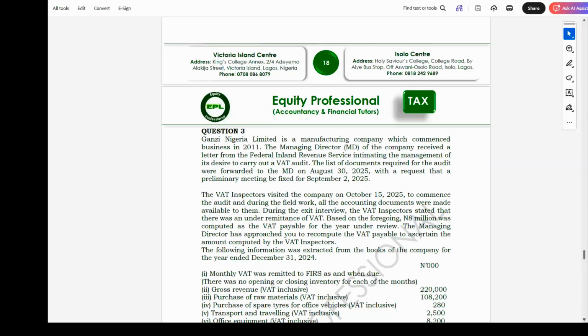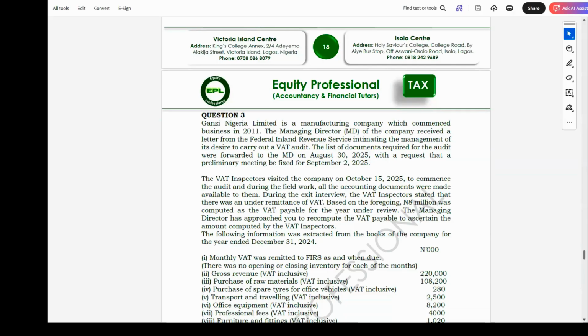The following information was extracted from the books of the company for the year ended December 31, 2024. Monthly VAT was remitted to FIRS as and when due. There was no opening or closing inventory for each month. Gross revenue, VAT inclusive.